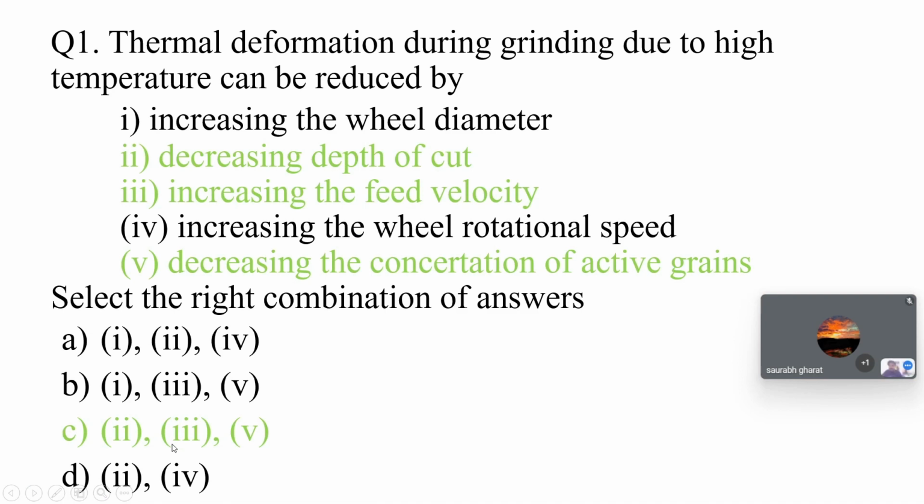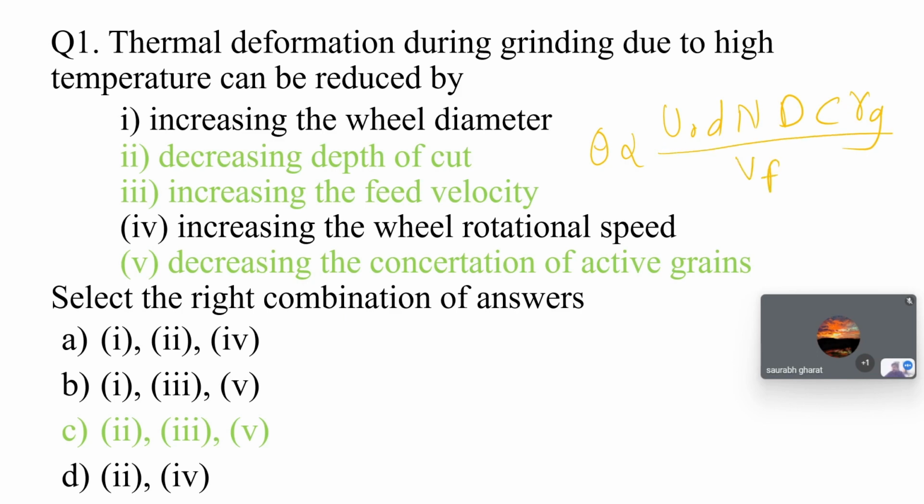This is the first question for the assignment of week 7. Thermal deformation during grinding due to high temperature can be reduced by. You know the formula for that, where theta is temperature. Let me write the formula. Theta is proportional to, not equal to, u0 D and D. I'm not writing that part here because they ask just about proportionality, so that part is not important. I'm just writing the formula and you will get it.